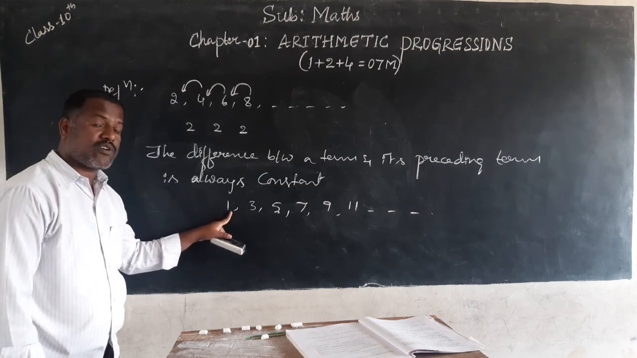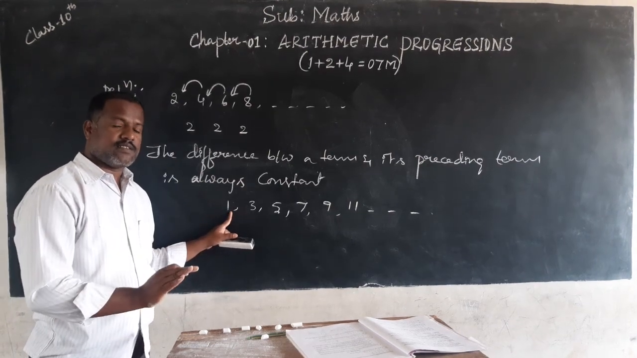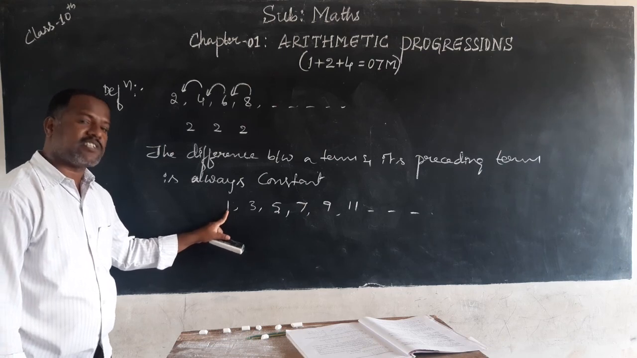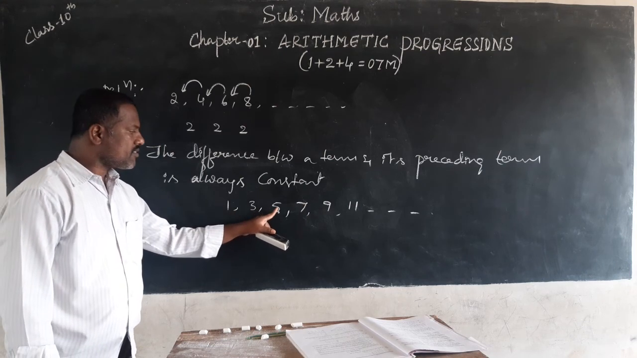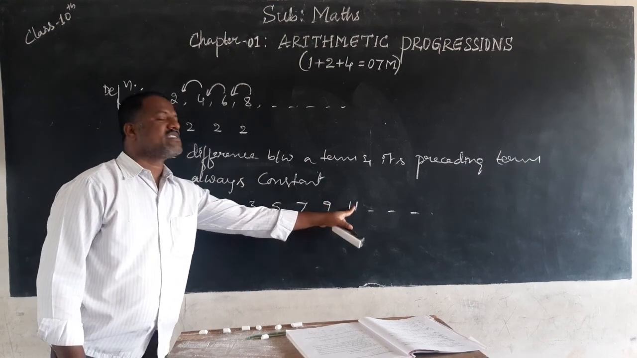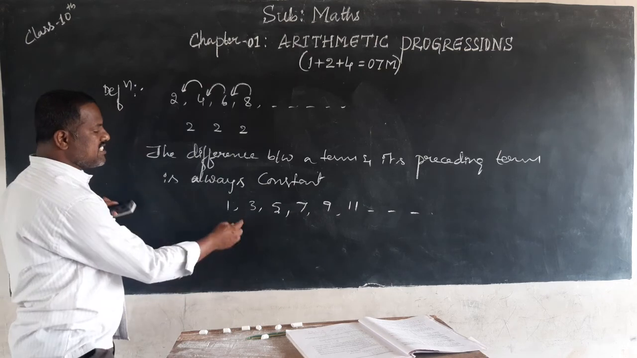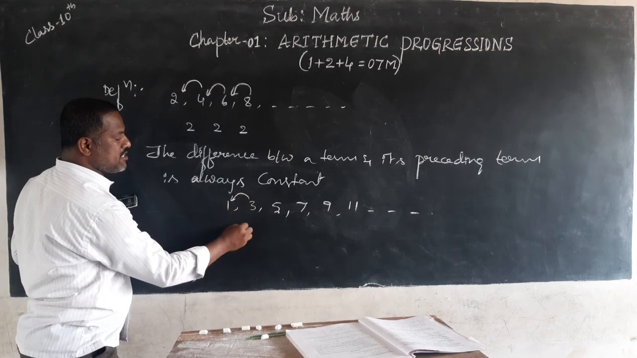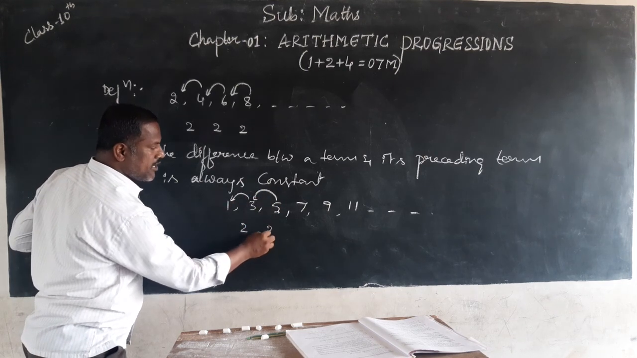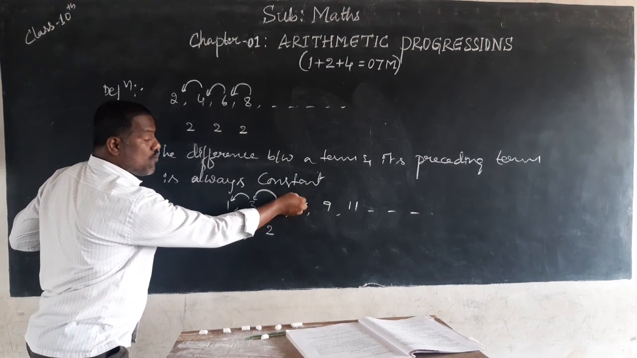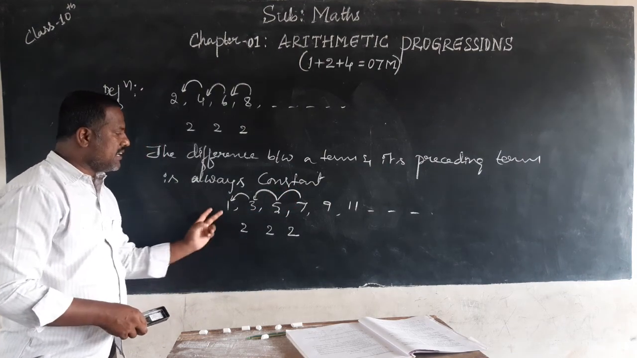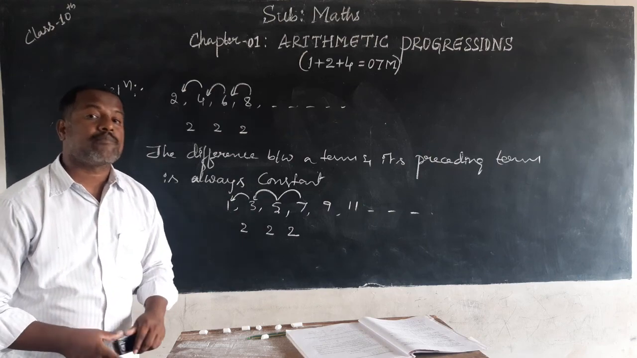Syllabus in arithmetic progression. We are going to call the first number the first term, then second term, third term, fourth term, fifth term, sixth term. Here the difference between the second term and first term is 2. The difference between the third term and second term is also 2. The difference between the fourth term and third term is also 2. That's why it is in arithmetic progression.